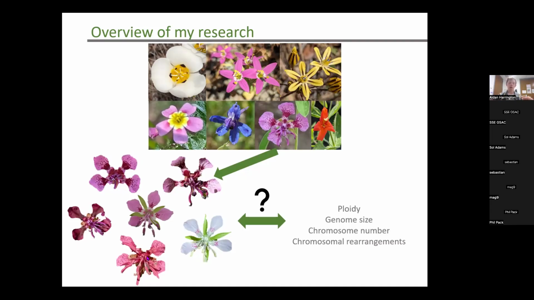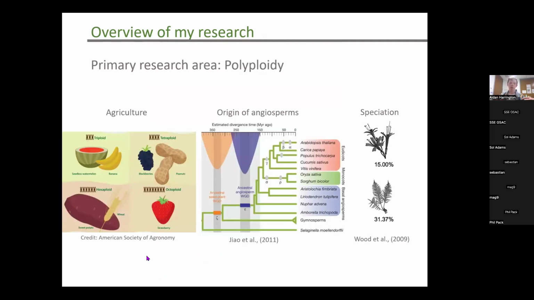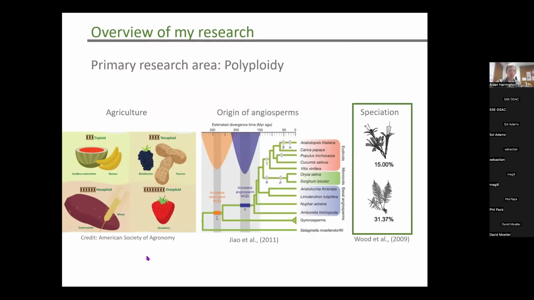I'm also interested in how changes in genome structure relate to broader phenomena, such as geographic range size and speciation. So focusing in on one of these particular kinds of variation, polyploidy, I am interested in polyploidy because of its role in speciation in particular. Polyploidy is also common in terms of how it influences traits in an agricultural setting, and its implications in the origin of angiosperms writ large. But it's also, like I said, a very common form of speciation.